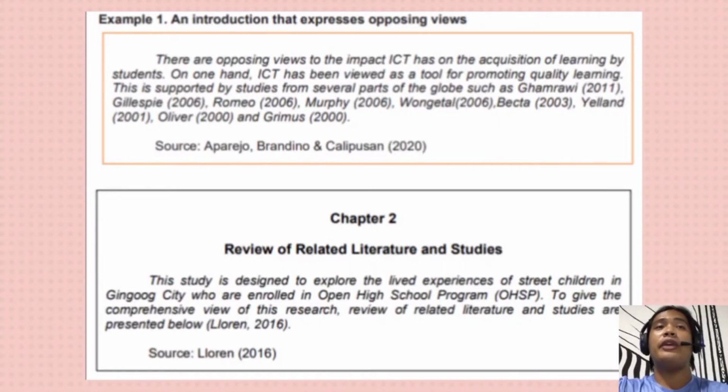So you can see here we have an example. I have here two examples. The first one: there are opposing views on the impact ICT has on the acquisition of learning by the students. You can review the examples that I have given to see how they were able to put down the ideas. It's for you to discover already, so you can just review the examples because I will not elaborate on them further.